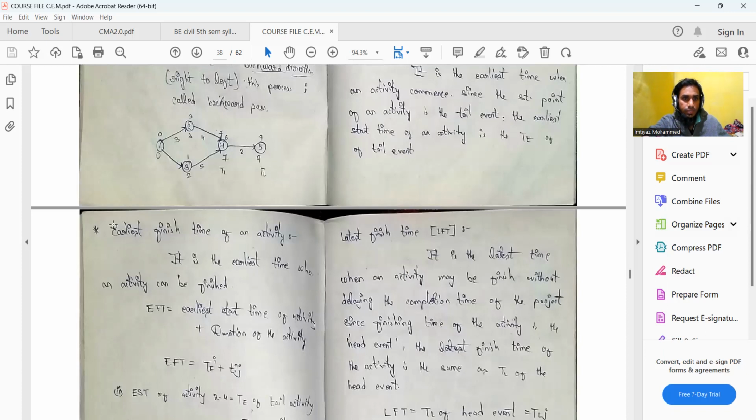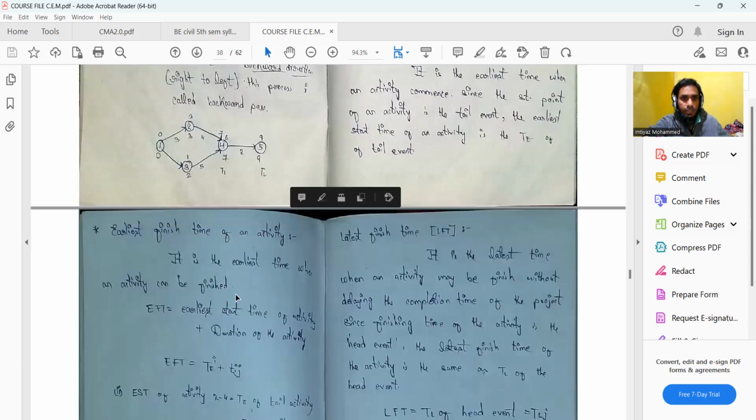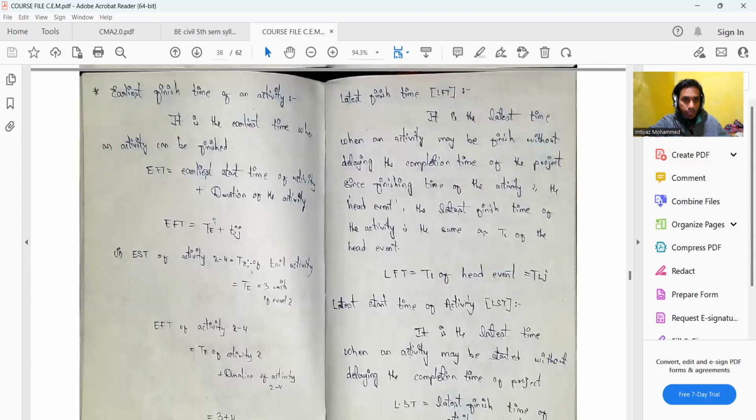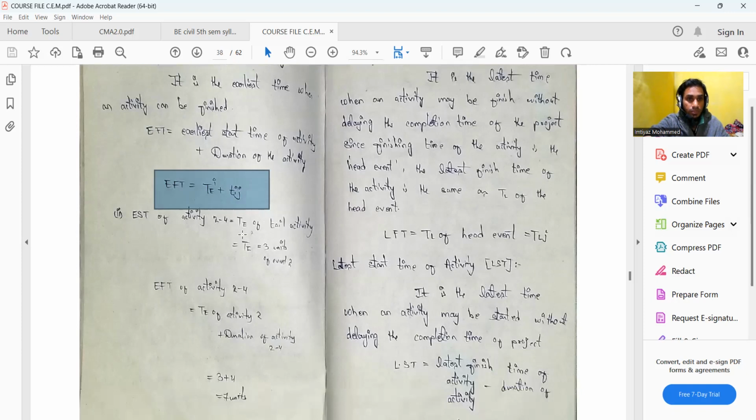Then you have the earliest finish time of an activity, which is the earliest time when an activity can be finished. The formula: earliest finish time can be denoted as EFT, and that is equal to the earliest start time of the activity plus the duration of the activity. So EFT is equal to TEi plus Tij. Please make sure that you memorize all these formulae, because if you don't know these formulae, you cannot attempt one of the long answer questions. Everything is dependent on these formulas only.